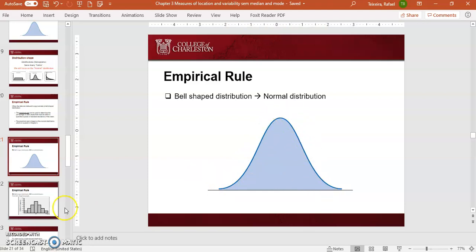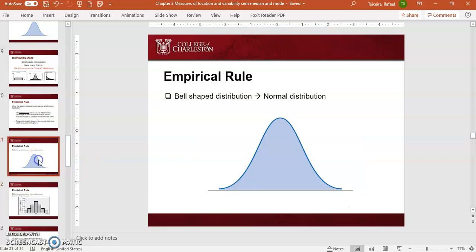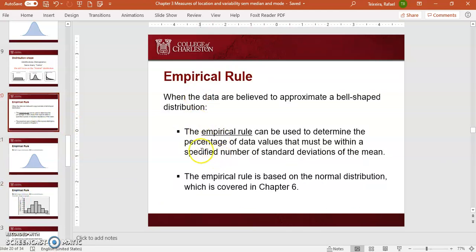Remember, we talked about histograms, and this is a histogram about the height of people. So on this axis, we have different values for people and their heights. And on average, in the center of this distribution, we have the mean or the average. The average is 5.7. And here is the relative frequency, the percentage of people with different heights. So this has a bell-shaped distribution, which is similar to this one. So if the data is distributed like this, we can apply this empirical rule.